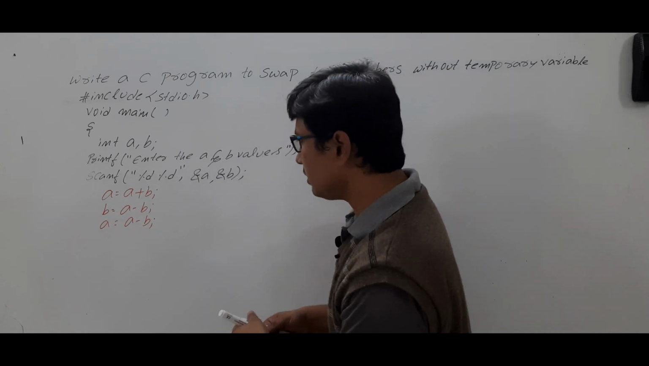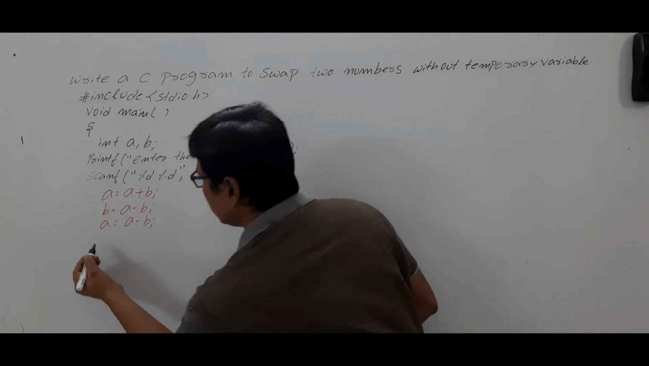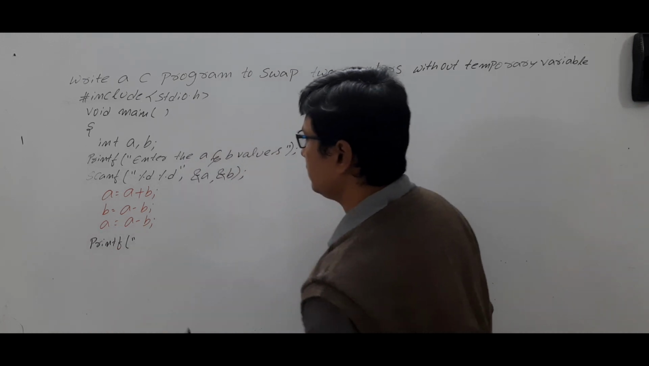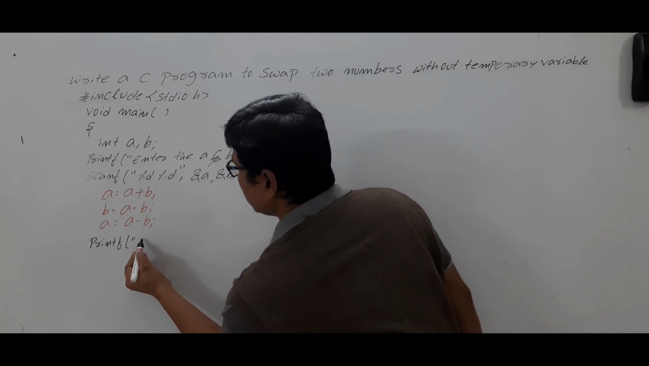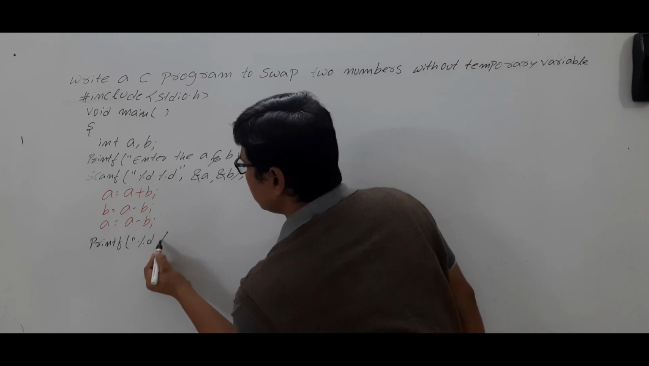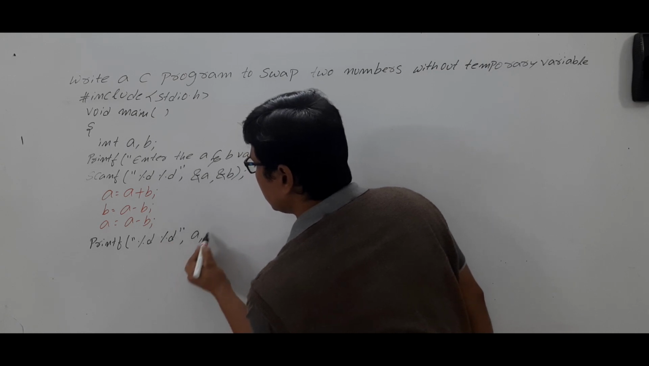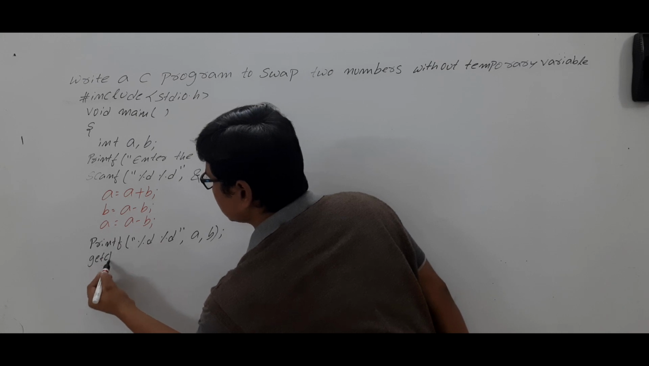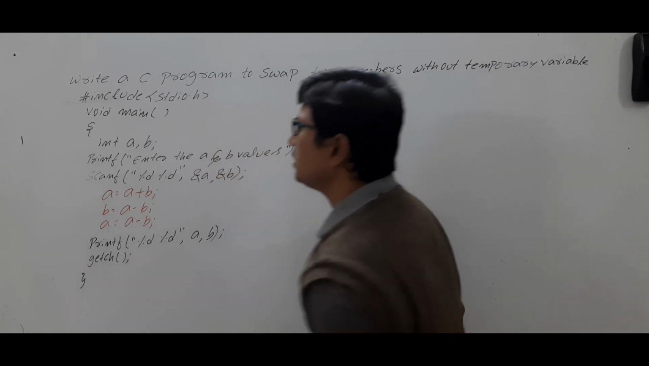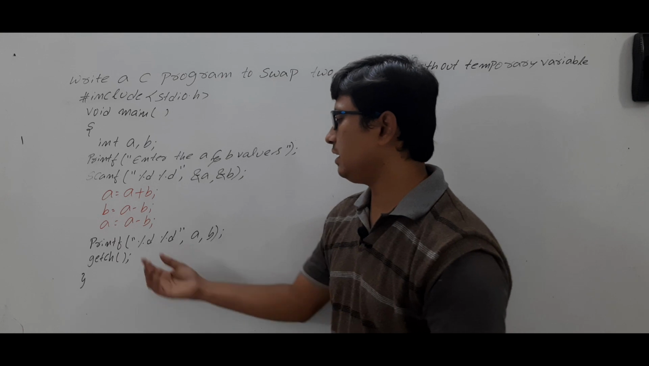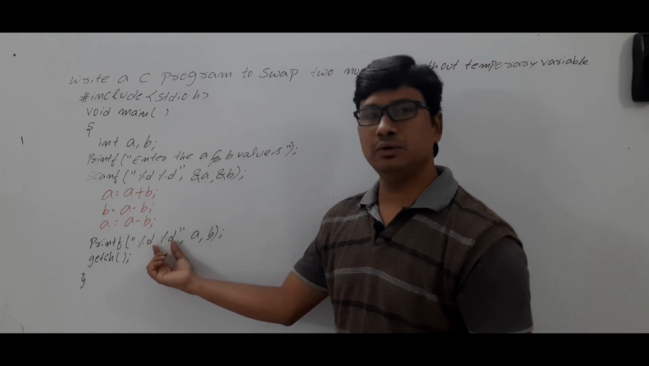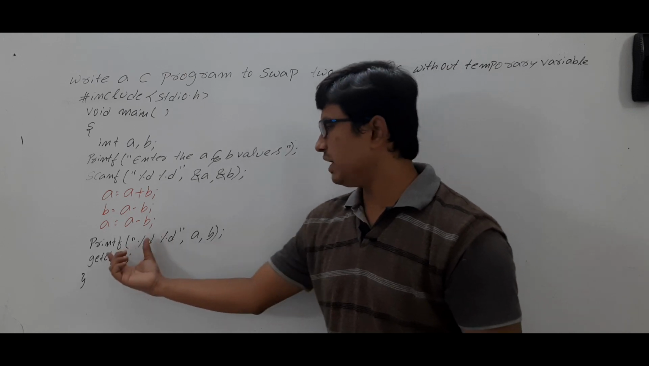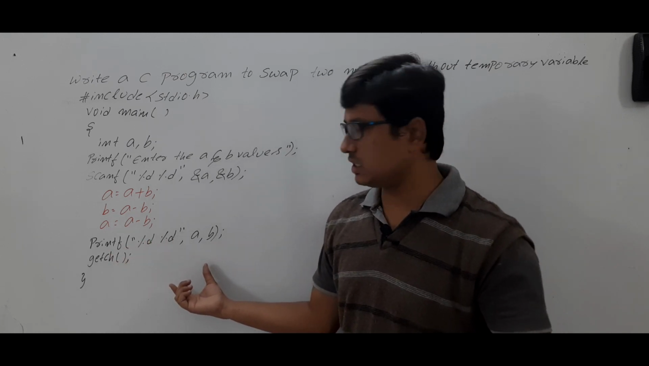Okay, then I will write a statement called printf %d a comma b. Then I will write a statement called getch. You can write any information here. You can write that after swapping the a value is equal to %d, b is equal to %d, then you can write a comma b. Why I have written it simply is to make you understand in a better way.